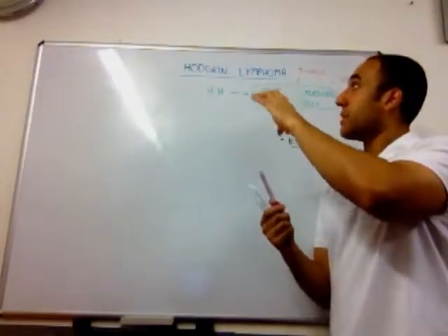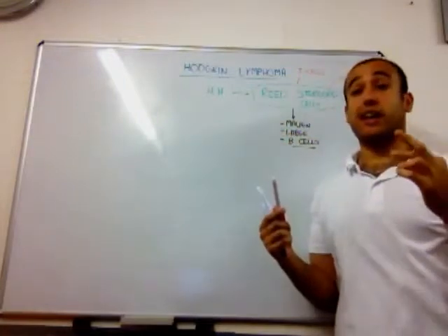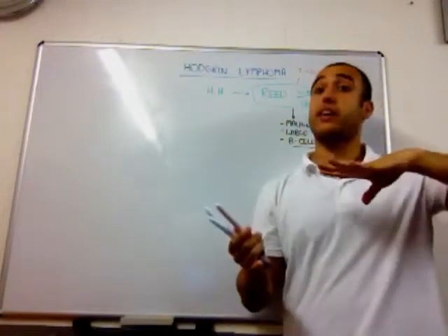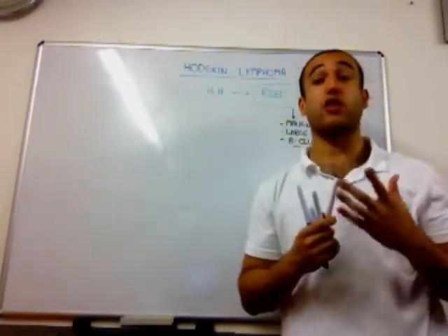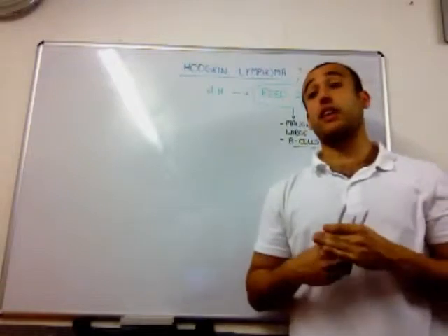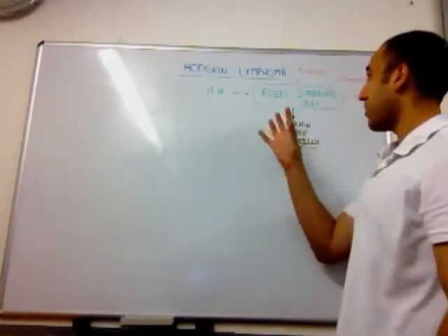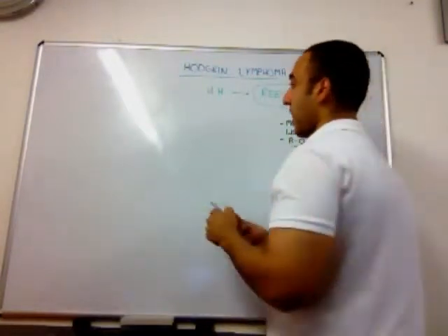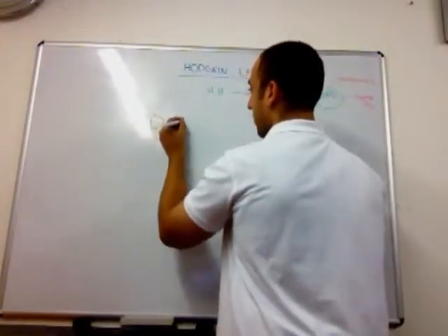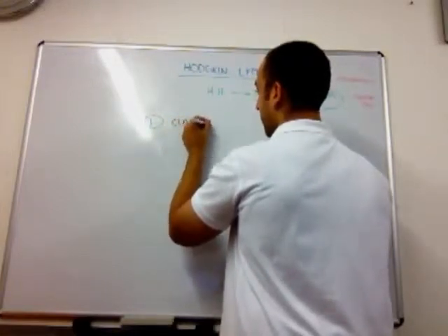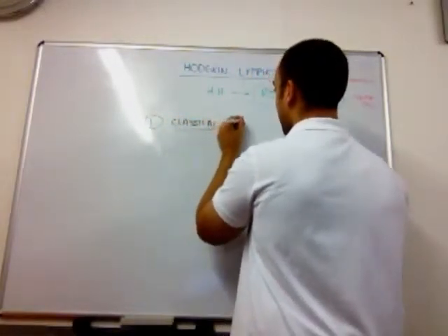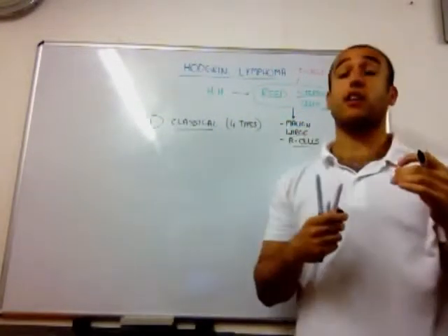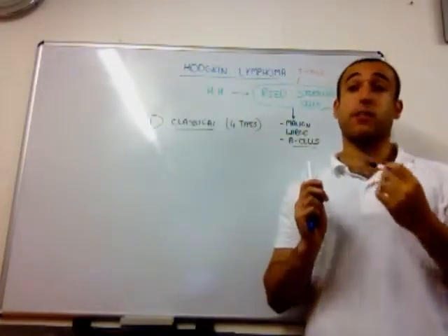Now, just to talk about the types of Hodgkin's lymphoma, we can split into two main categories. We have the classical Hodgkin's lymphoma, which we can split into four different histological types, depending on the appearance of the Reed-Sternberg cell and the appearance of the surrounding cells. So that's number one, classical Hodgkin's lymphoma. In this situation we have four subtypes depending on the morphology of the Reed-Sternberg cell.